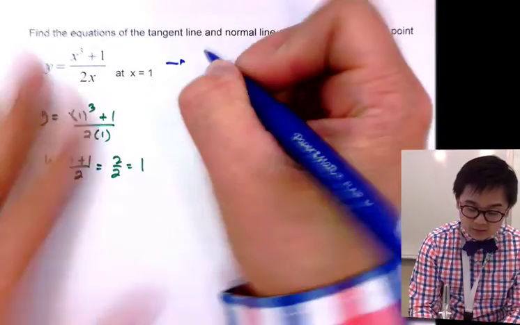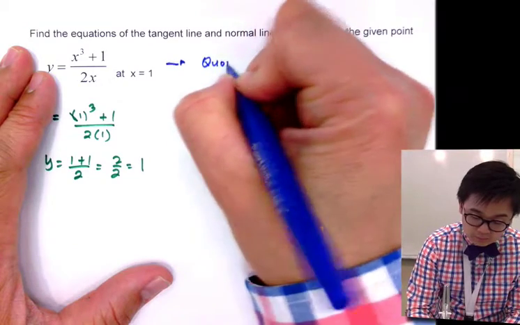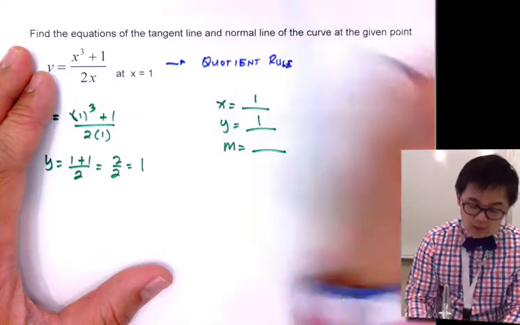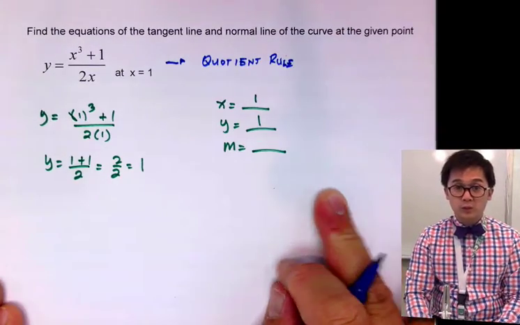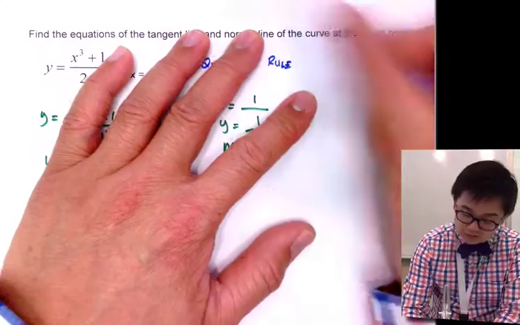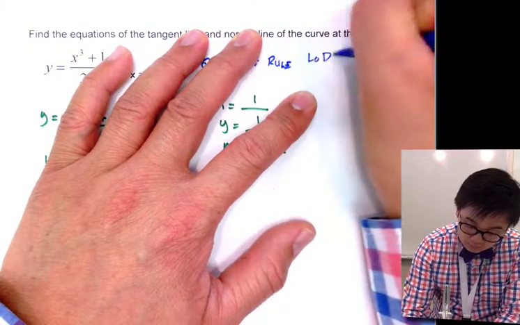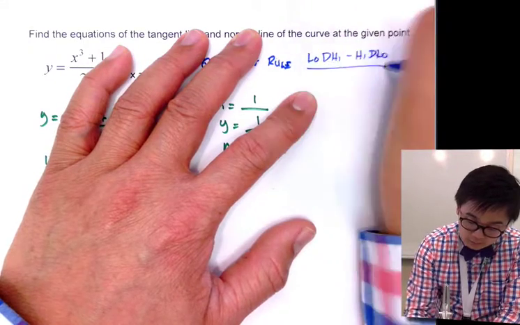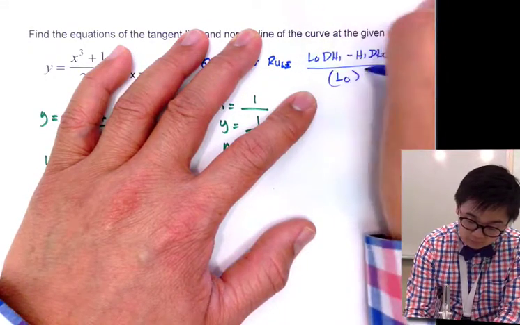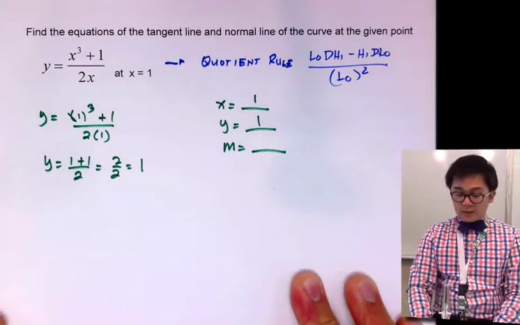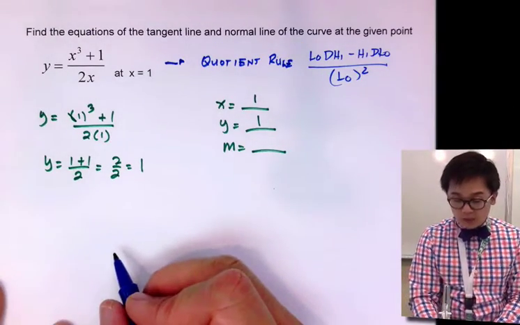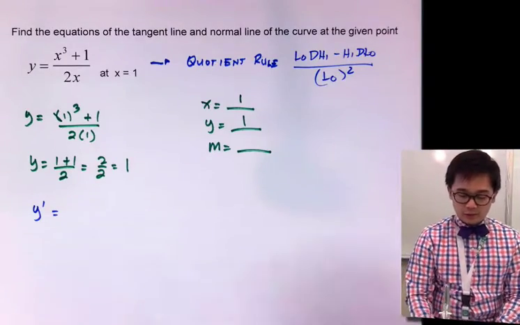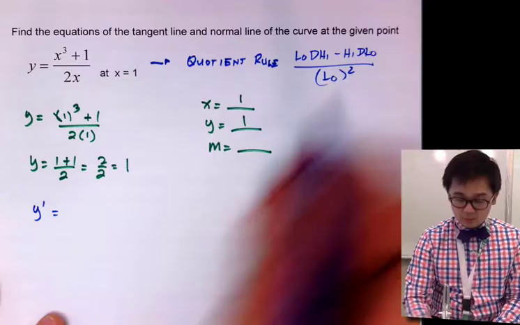And to do that, we'll find the derivative of this function. And to find this derivative, we're going to use the quotient rule. And we all know the quotient rule, which is low d high minus high d low over low low. So let's write it down. Low d high minus high d low all over low squared. And by using this formula, low is the denominator and high is the numerator, we'll have y prime.